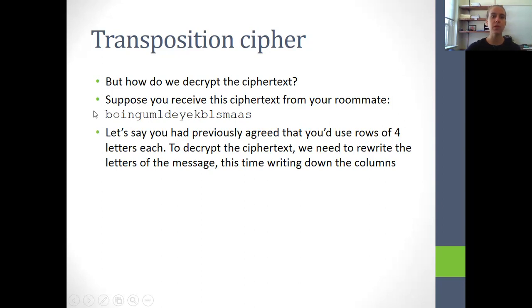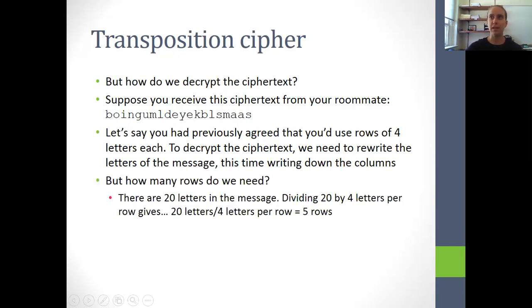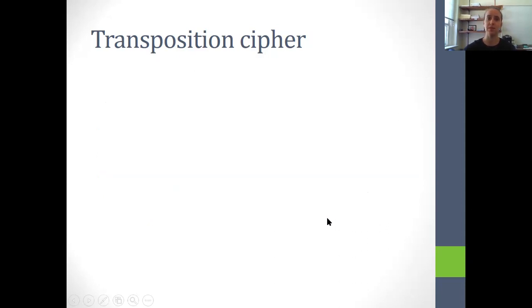Okay. So what we're going to do is rearrange this message so that we have rows of 4 letters each. But if we start writing the message, we need to know how many columns we are going to end up with. So you can count this. There's 20 letters in the message, and we're going to divide by 4 letters per row, and that tells us that we need 5 rows. Okay, so what does that mean?